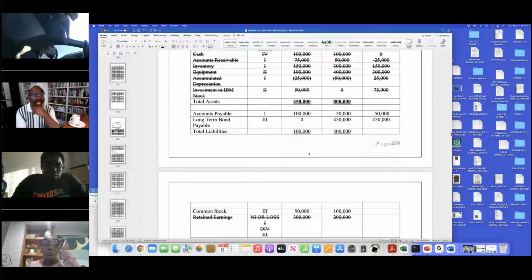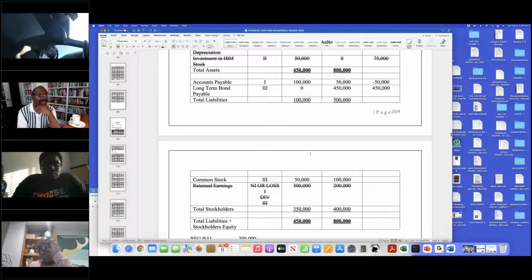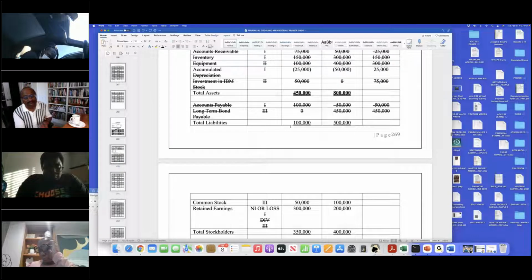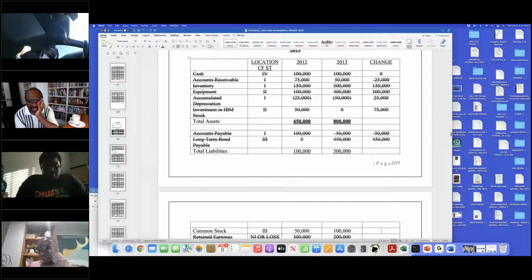So we got the account payable and the long-term bond payable taken care of. We got common stock left, and it went up by 50,000. Where did the 450 come from? Is it the total liabilities and stockholder equity? No, at the beginning of the year we didn't have any bonds. At the end of the year we had 450,000.